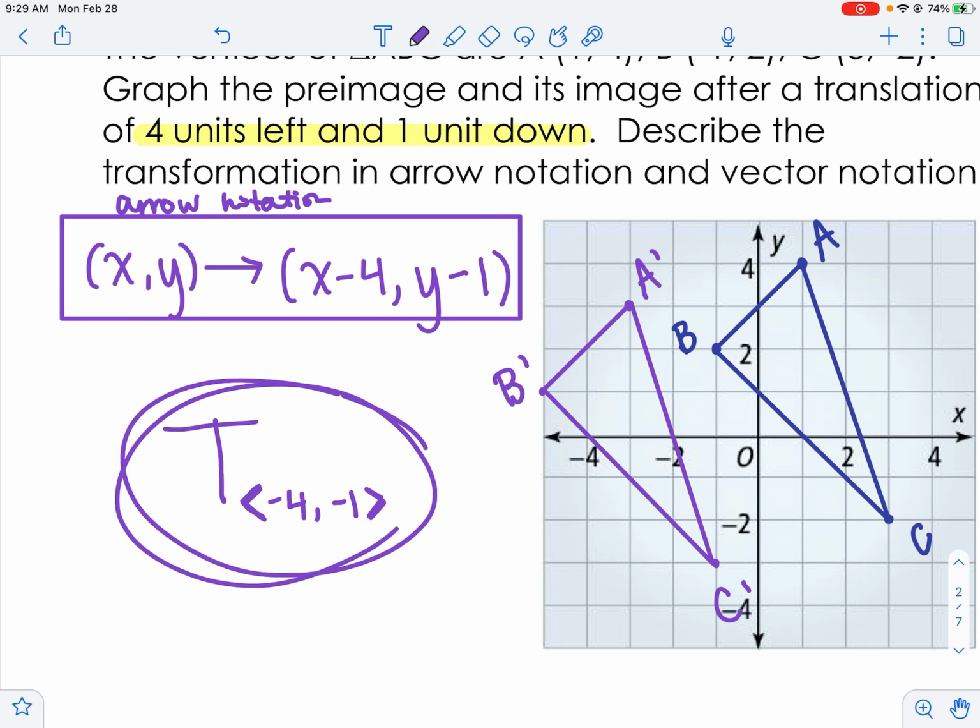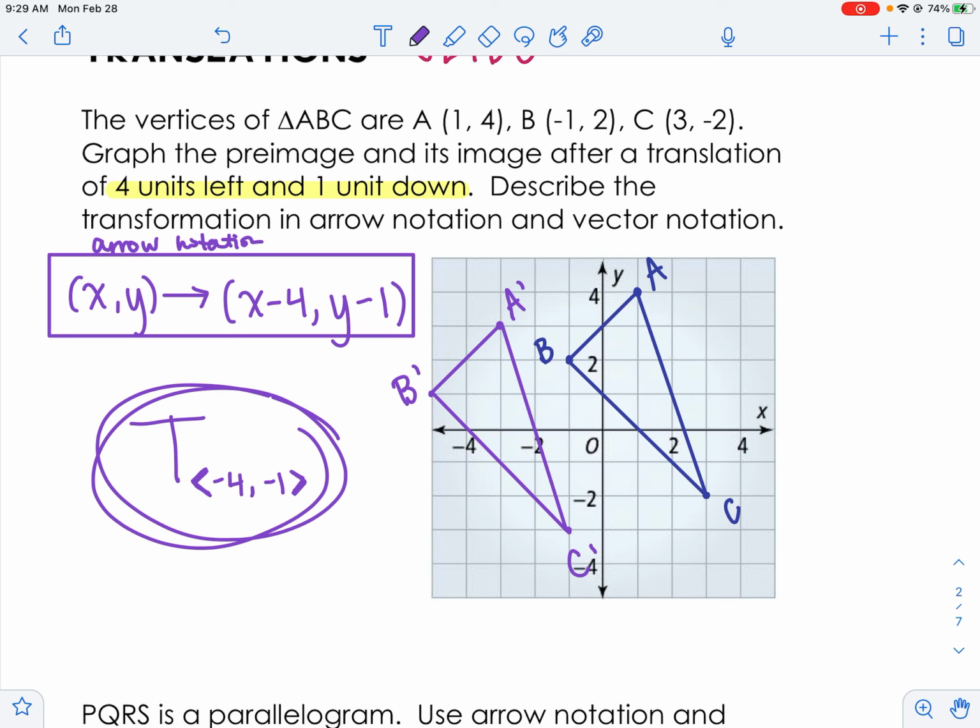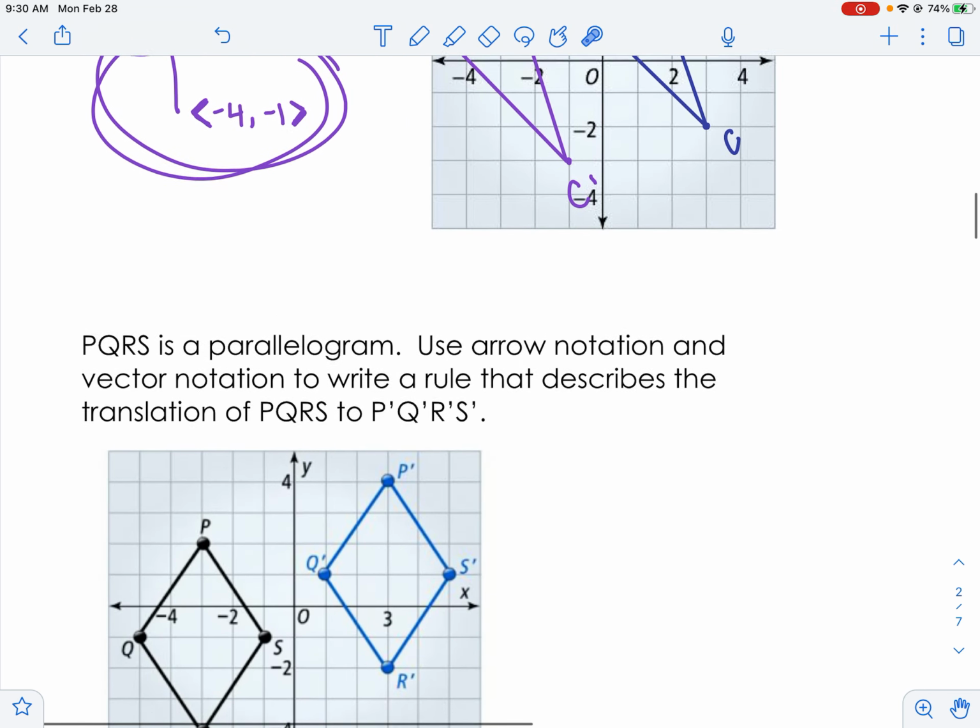Now, vector notation can seem a little bit intimidating at first because you've probably never heard of it. It just looks different, but that's it. Vector notation is a little bit easier to write. It's a little bit less writing than arrow notation. You just put a capital T, and then you just put whatever those transformations were in the appropriate spots, and that's it. So let's take a look at this next one.